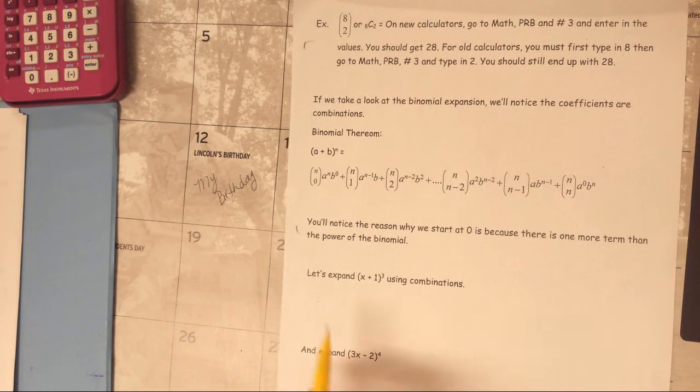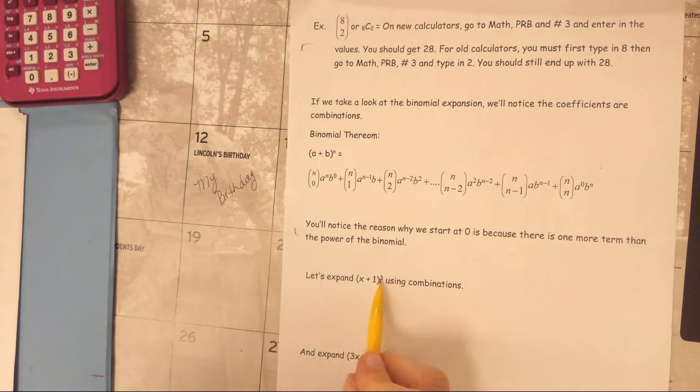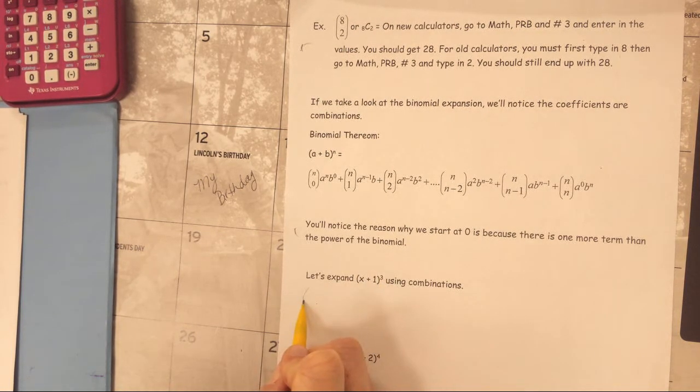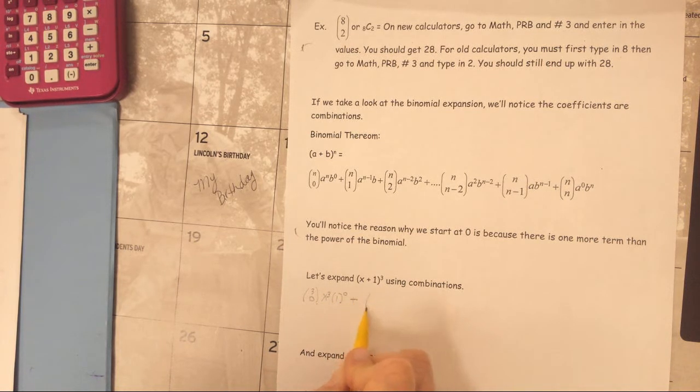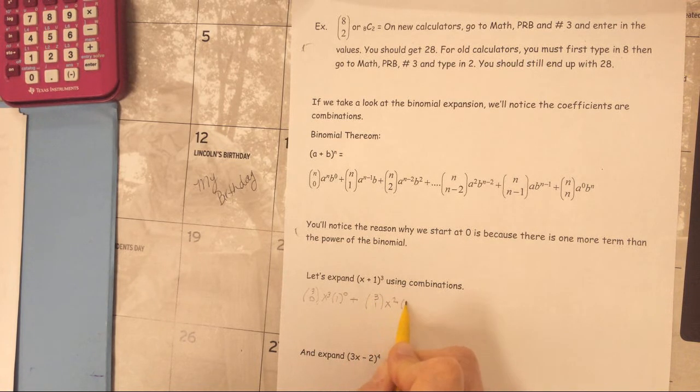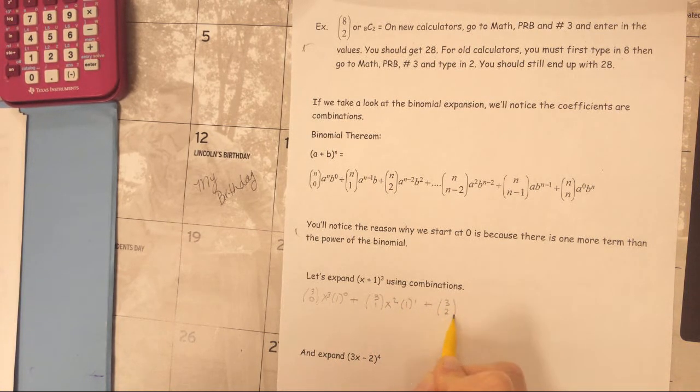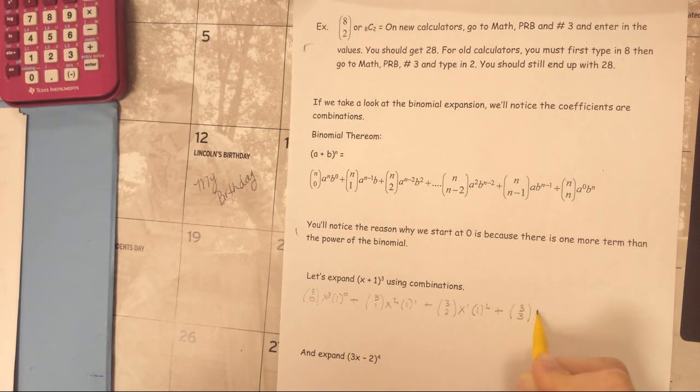So let's try this using combinations. I'm raising it to the 3rd power, so I'm going to do 3 choose 0. I'm going to do x to the 3rd, 1 to the 0, plus 3 choose 1, x squared, 1 to the 1st, plus 3 choose 2, x to the 1st, 1 squared, and then 3 choose 3, x to the 0, 1 to the 3rd.